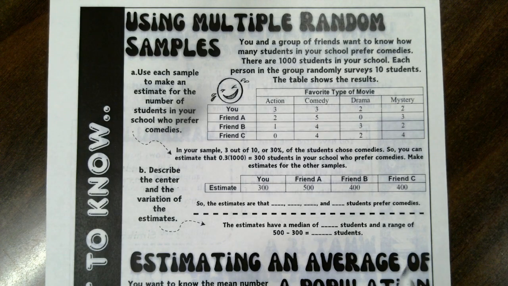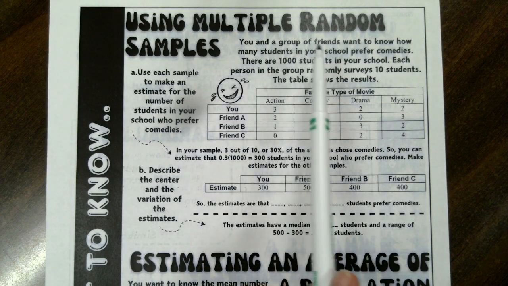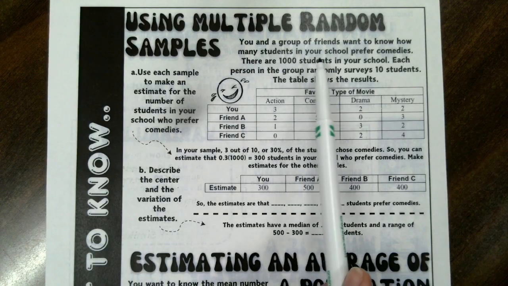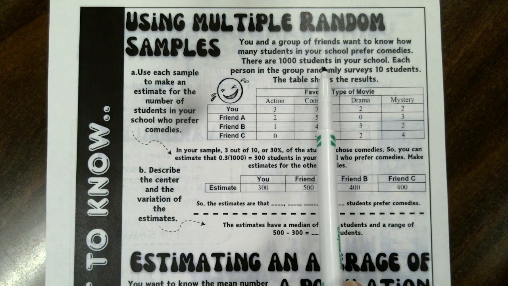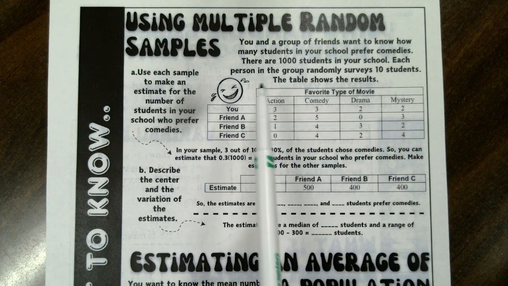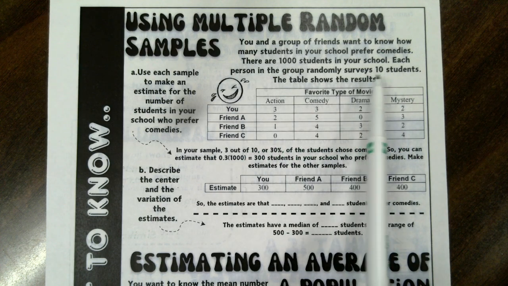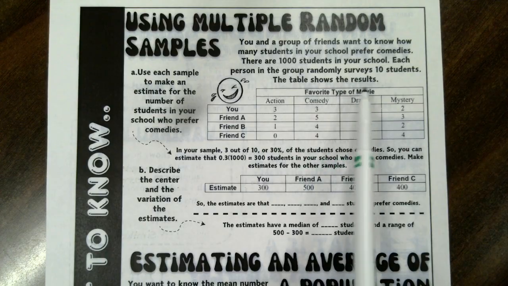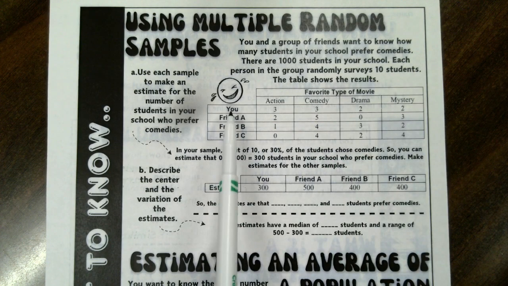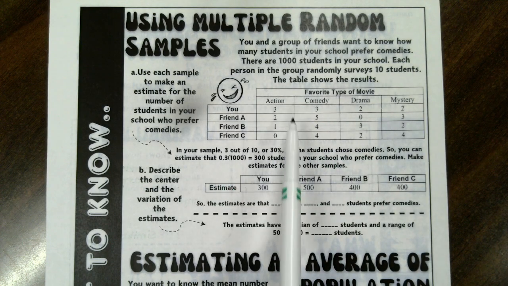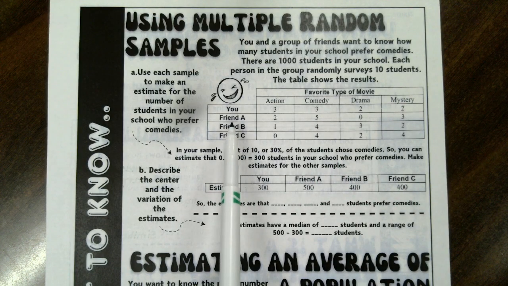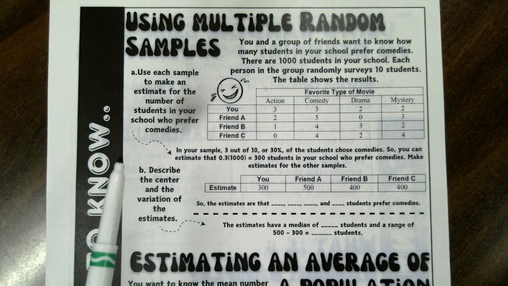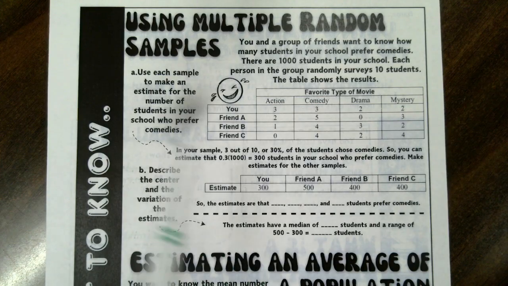Using multiple random samples. You and a group of friends want to know how many students in your school prefer comedies. There are 1,000 students in your school. Each person in the group randomly surveys 10 students. The table shows the results. So you found action, comedy, drama, mystery. Then you have friends A, B, and C. So four of you each assess 10 people.